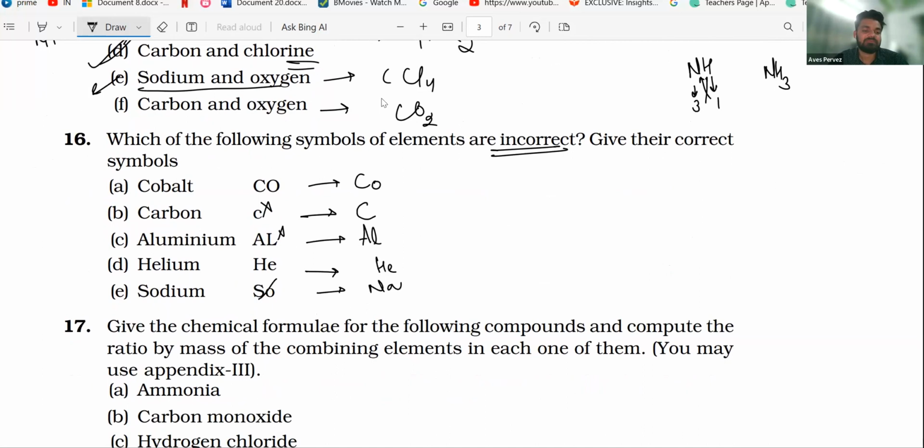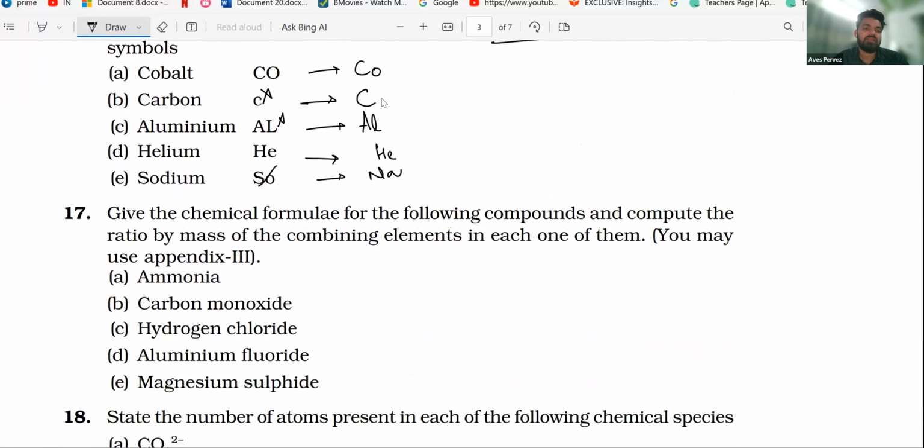Now next, give the molecular formula of the compound and compute the ratio by mass of the combining elements in them. So the ratio by mass we need to calculate.